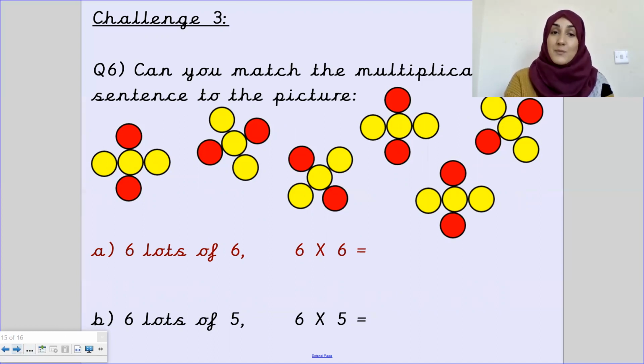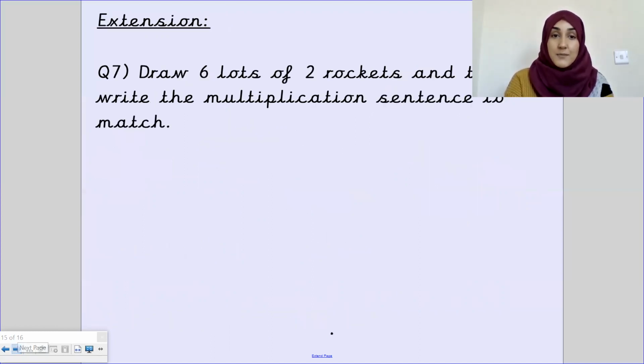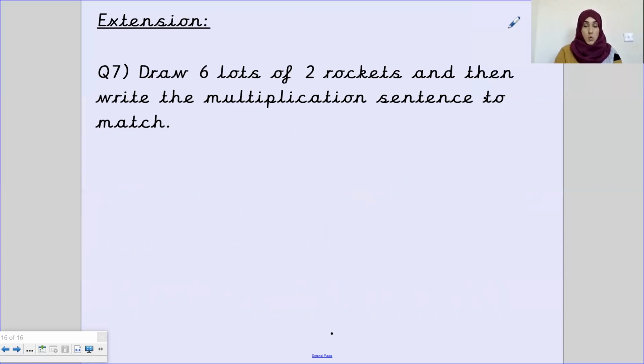And then very quickly, we'll move on to the extension, which is, can you draw? You can't see what it says up there. Let's make myself a bit smaller. Can you draw, so 6 lots of 2 rockets? Now, it doesn't have to be rockets. I just chose rockets because we're learning about space. But draw 6 lots, so 6 groups of 2 rockets, and then write the multiplication sentence to match. So over here, you're going to draw the groups, and then you're going to write the multiplication. So something multiplied by something equals, and then the answer.